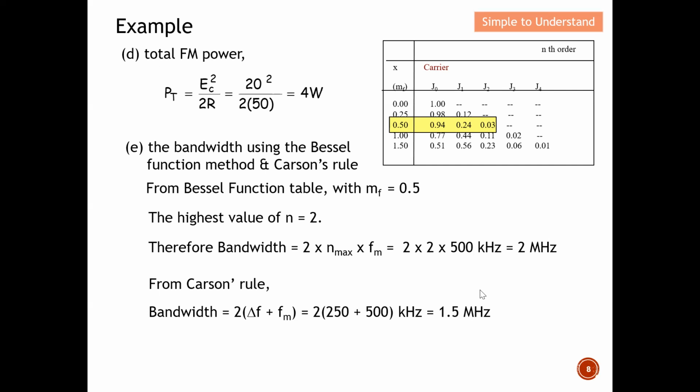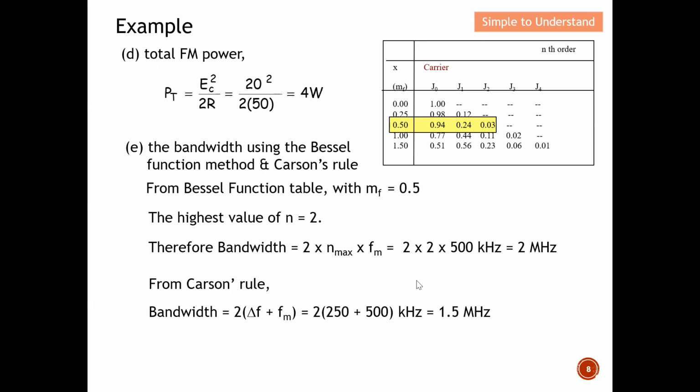However, from here you can see that the answers are pretty close to each other. You can also see the ease of using Carson's rule: I don't actually need to refer to the Bessel function table. I can easily compute the bandwidth by applying this equation. While with the Bessel function table, I need to use this particular table in order to find the bandwidth. Therefore, using Carson's rule gives us a very good approximation of the bandwidth for frequency modulation.